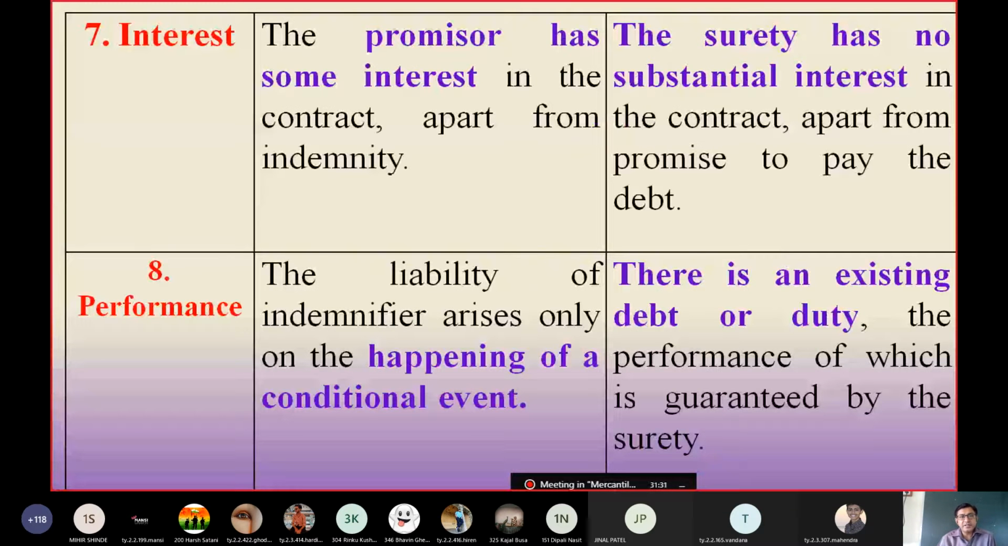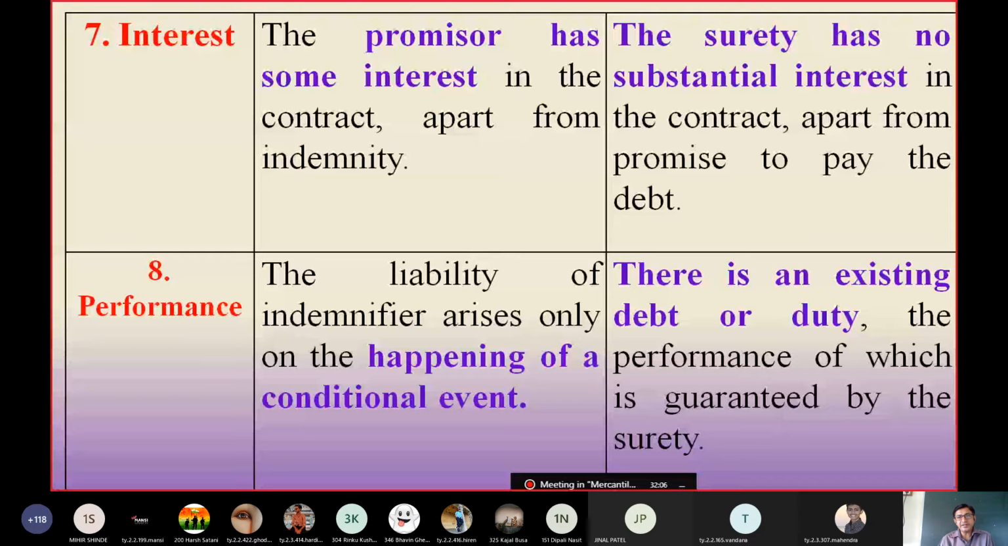Interest. Whether any interest is attached with both contracts. Sir, in case of indemnity contract, there is an interest which is attached, but there is no substantial interest. No interest is attached in case of guarantee. Over here, what is the meaning of interest? That is very important. Whether any source of income is going to be earned by the person who is giving any security. Who is giving security in case of indemnity contracts?